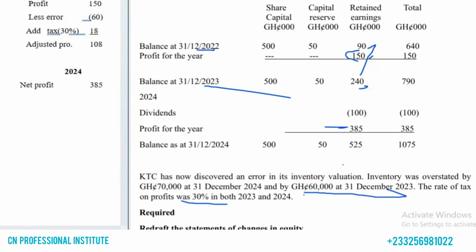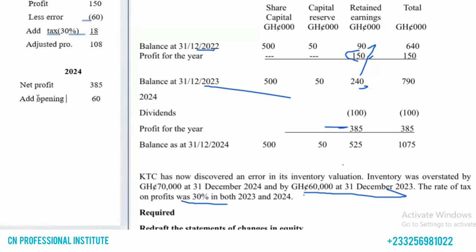So with the opening error in 2024, if you overestimate your opening inventory by 60,000, you are overestimating cost of sales also by 60,000. And when cost of sales is overestimated, profit reduces. So we have to add the opening error, the 60,000. Are you following? Okay, so let's add the opening 60,000.